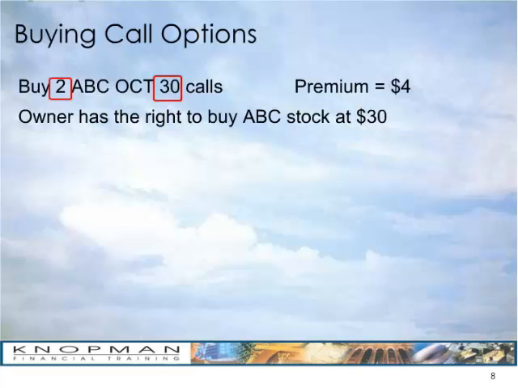Anytime you're dealing with an option strategy on the exam, the first thing you have to do, the most important thing, is to figure out the attitude of the investor. What is the investor's view? Does the investor want the stock to go up or down?